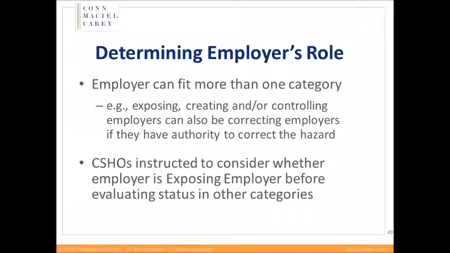OSHA will evaluate the role of the employer based on its specific responsibilities on the work site. And as I said, a particular employer could fulfill more than one role depending on their particular obligations and whether they have employees on the work site. Under the multi-employer policy, compliance officers are directed to determine first whether an employer would be an exposing employer, as protection of an employer's own employees would be the priority, and then it would evaluate the other categories to see if there are any other obligations or roles being fulfilled by that employer.